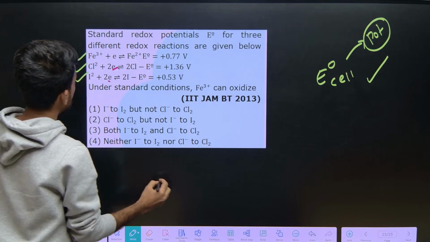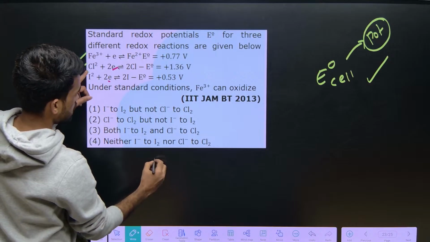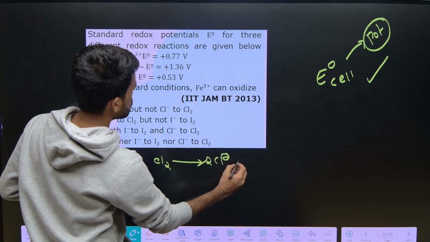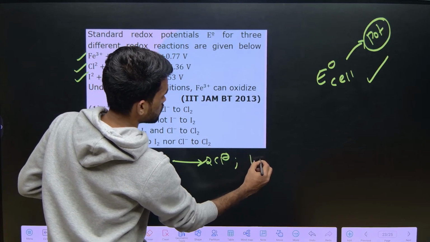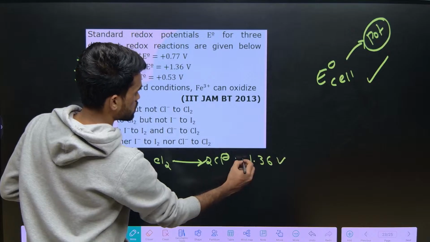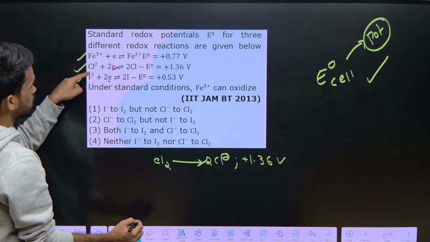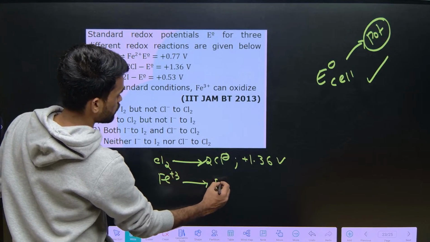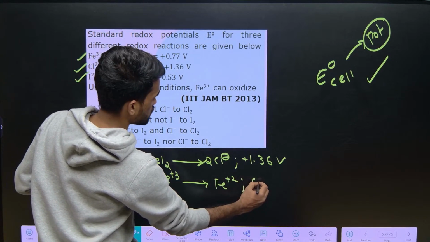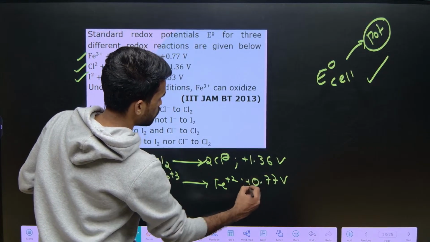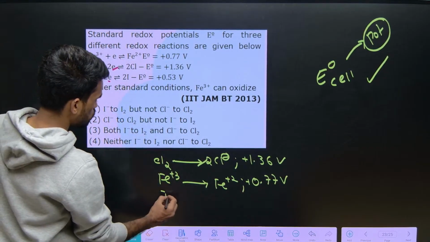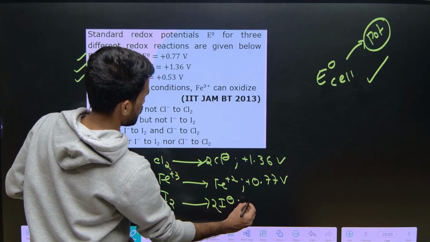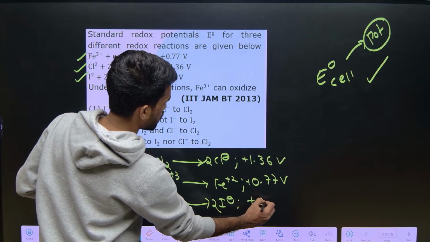See, I am writing it like this. Cl2 converting into 2Cl minus. This is a reduction, and its reduction potential value is 1.36 volt positive. The next one is iron, Fe plus 3 converting into Fe plus 2, and the value is mentioned as 0.77 V. And the next one, I2 converting into 2I minus, its value is mentioned as plus 0.53.